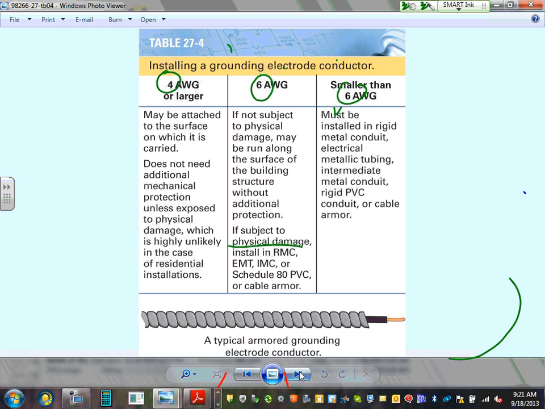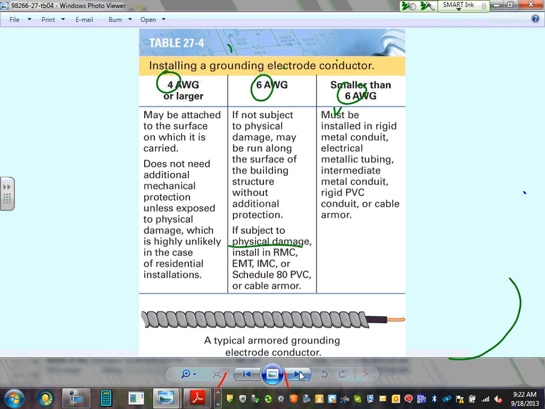So that's why most of the time, guys, in dwellings, what do they use? They use number 6. Why don't they use number 8? If you put a number 8, you know what you're going to need to do? You need to put in a conduit. Seriously? You're going to put a number 8 conductor from the panel into a conduit all the way to the water pipe? You can. If it's number 8, it has to be in a conduit, EMT or PVC.